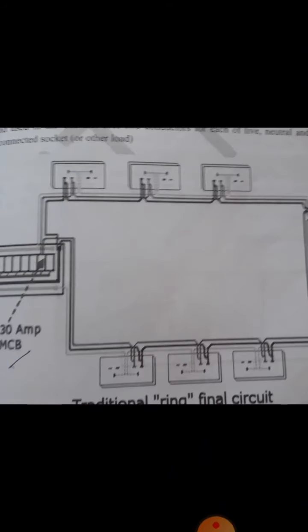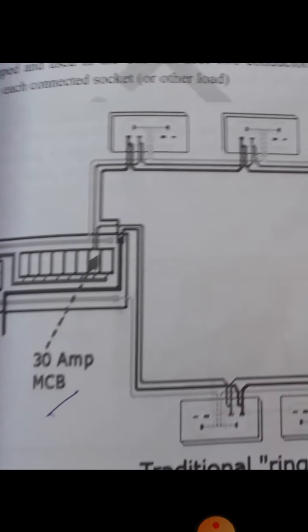So this is the diagram of the ring circuit wiring system. You see there is one DB and a 30 ampere MCB, especially in the Gulf. Especially in the Gulf, for power sockets we use ELCB or RCCB. ELCB means earth leakage circuit breaker, and RCCB is residual current circuit breaker. ELCB is the old model and RCCB is the new model. So why do we use this? Because for power sockets we use this for protection from electrical shocks.